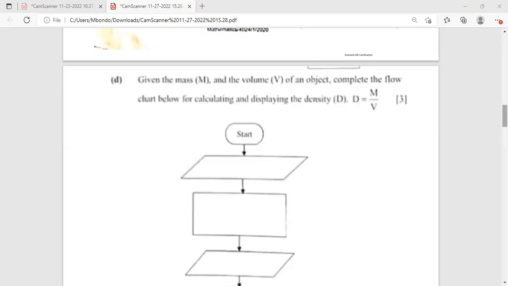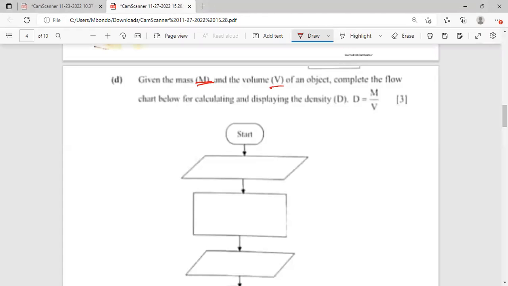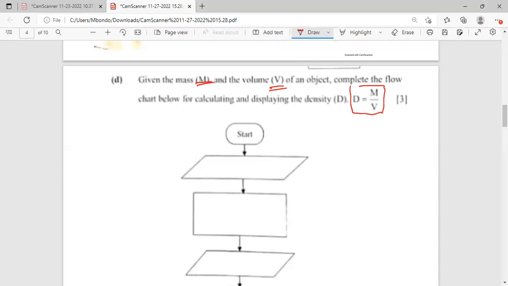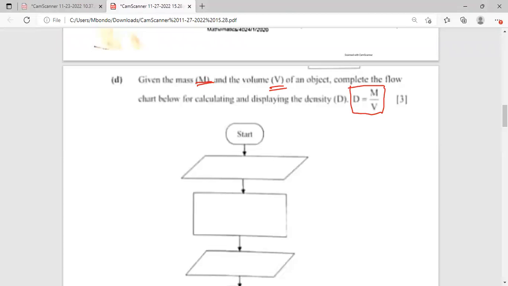Given the mass, which is M, and the volume, which is V, of an object, complete the flow chart below for calculating and displaying density. So just in case they had not written this formula, you need to write the formula yourself. But here we are lucky they had given us the formula to say density is equal to mass over volume.